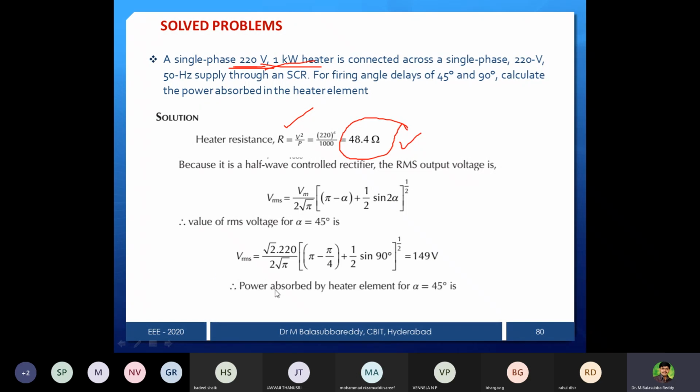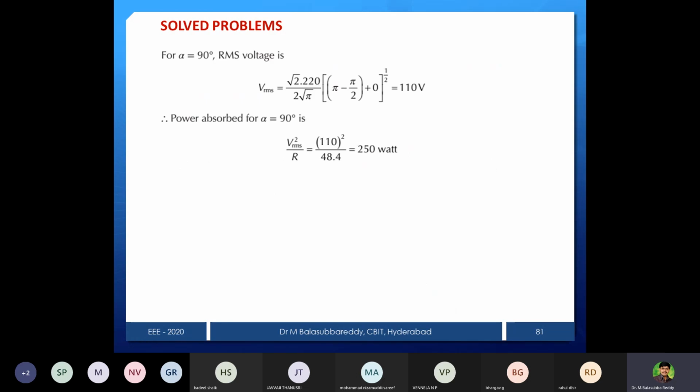And then the power absorbed by the heater element at 45 degrees, you can write as the formula V square by R. This much power is drawn from the source. So 458 watts is absorbed by the heater element, and it comes from the source only. That's for 45 degrees. Now we can notice the difference with 90 degrees.